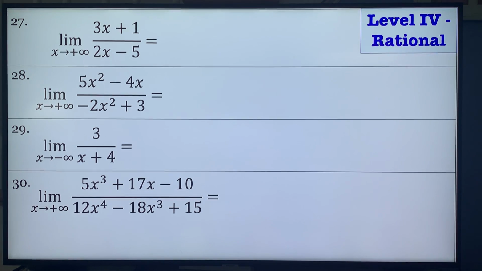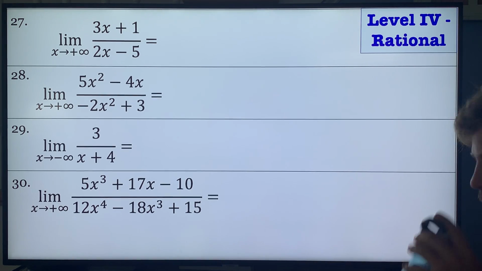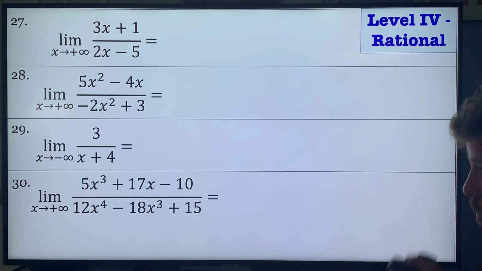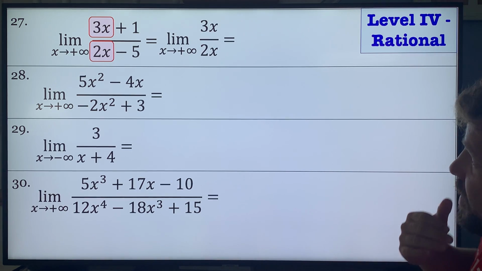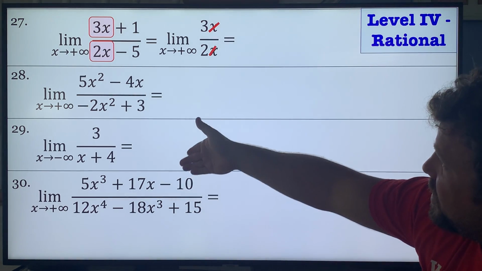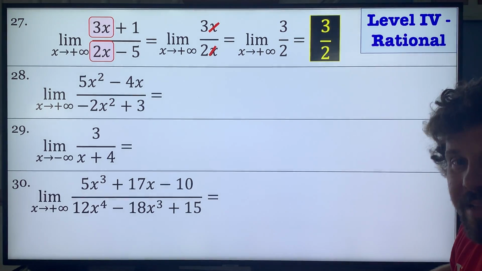All right. 4 more. Go. 1, 2, 3, 4. All right. 27. Highest. 3x over 2x. Take those x's out. 3/2. Constant is 3/2. Are these great?